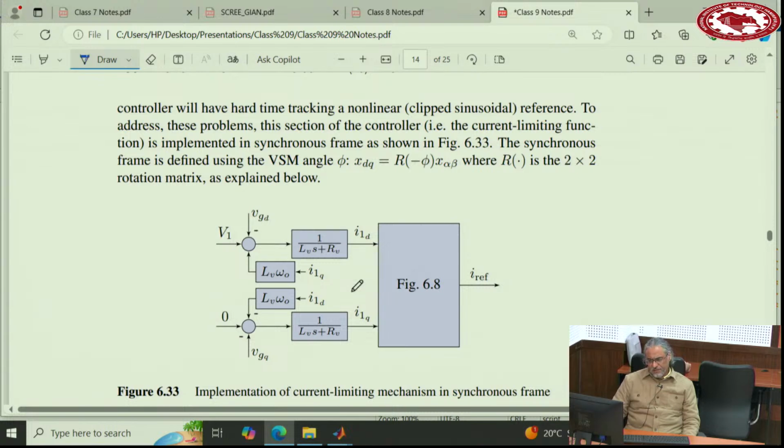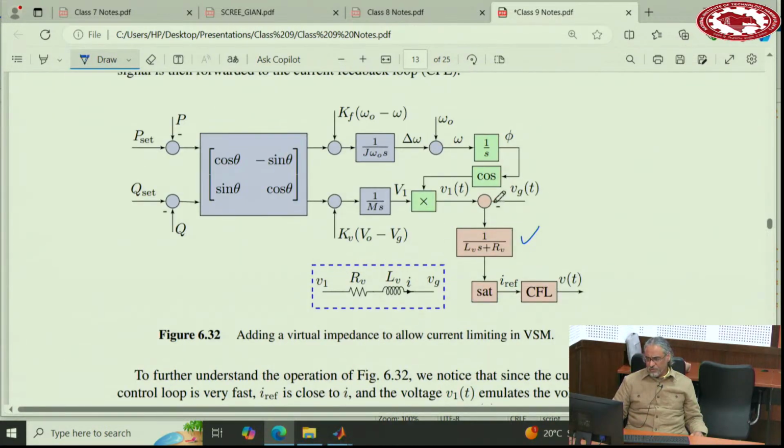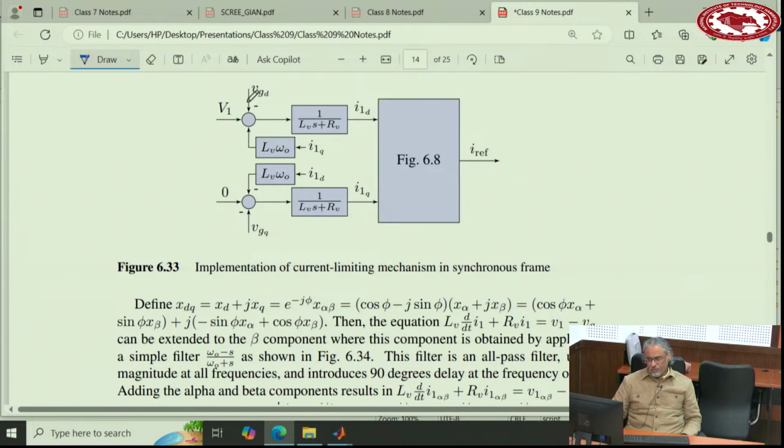For the limiting case, as we said before, we cannot limit directly a sinusoidal function because you will clip that function. So what we need to do is limit in the DQ domain. So you need to convert the equations of this part to the DQ domain and then limit in that domain and then come back to the sinusoidal domain. So we go to the DQ domain and then we limit in the DQ domain with the same mechanism that we just discussed in the previous discussion, and then that gives you the reference current.